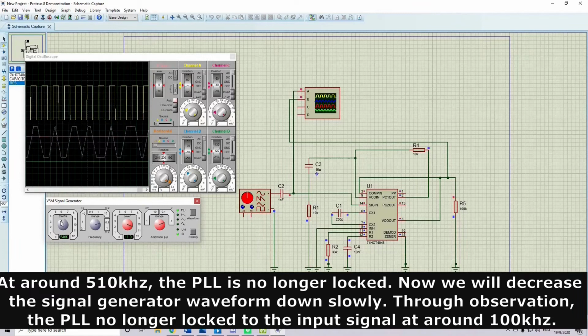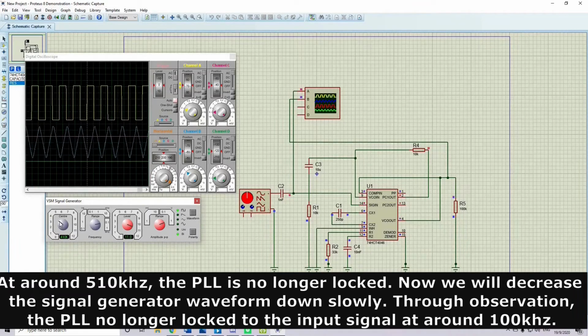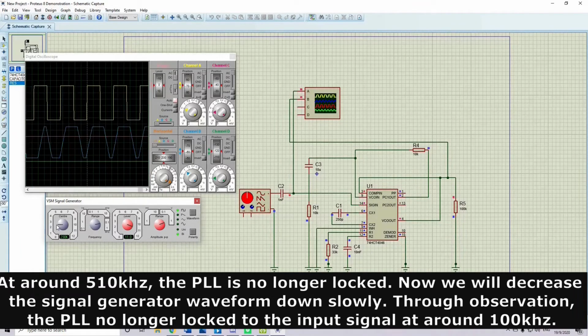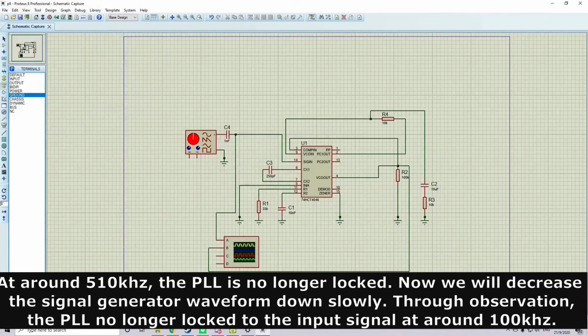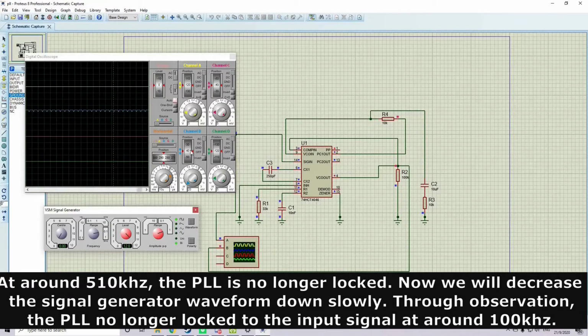At around 510 kHz, the PLL is no longer locked. Now we will decrease the signal generator frequency down slowly. Through observation, the PLL is no longer locked to the input signal at around 100 kHz.